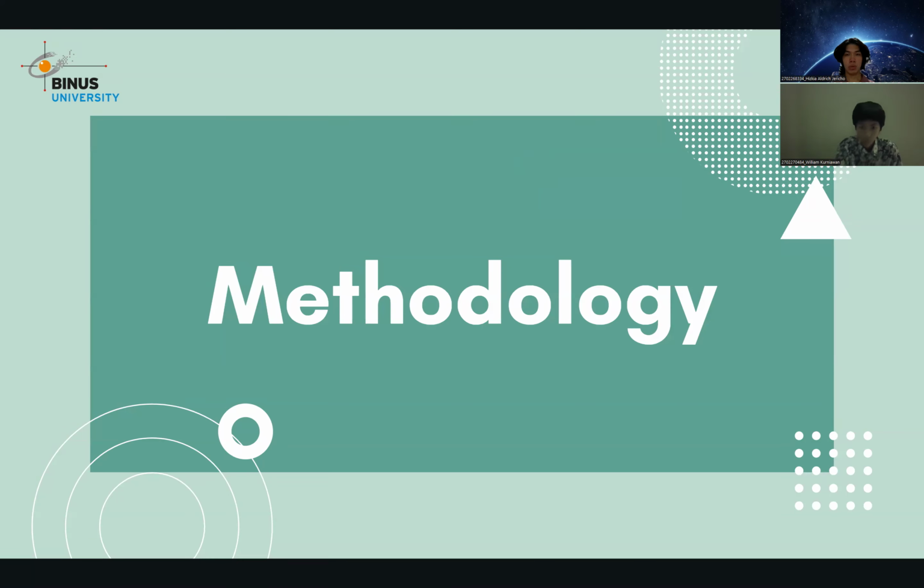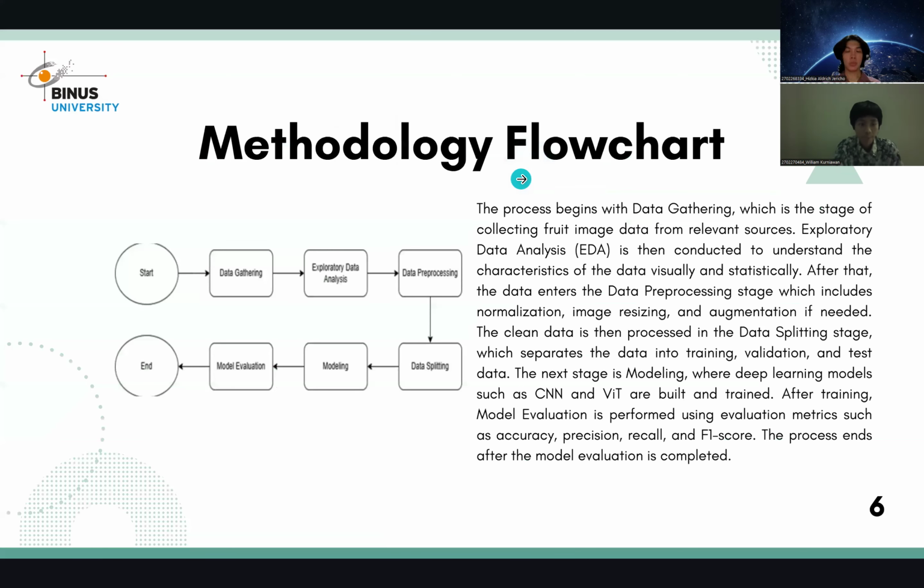This is the methodology part. Our process starts with data collections, then exploratory data analysis. Next, we clean and prepare the data through normalization and augmentation. Then we split it into training, validation, and test sets, the three sets. And then we train CNN and ViT models, and evaluate them using standard metrics.